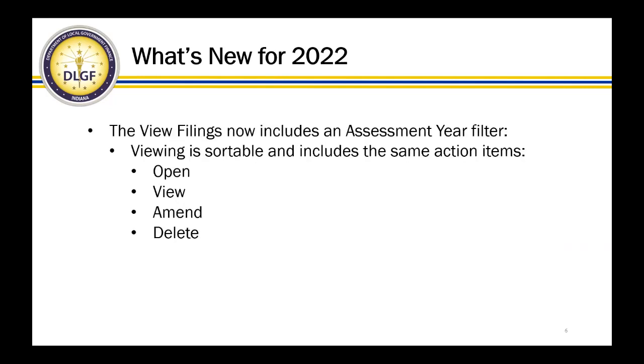Also, the view filings page includes a filter, and this filter allows for sorting and looking at some of the action items. You can see opening it, viewing it, amending it, or deleting the file.